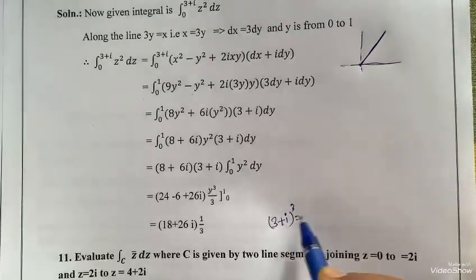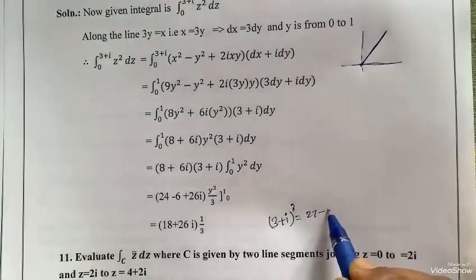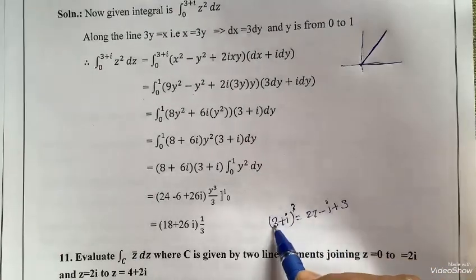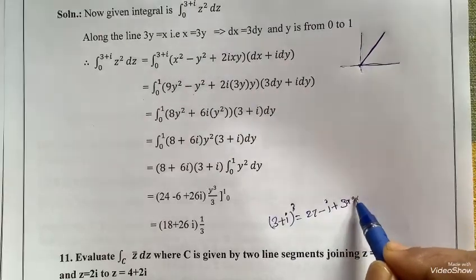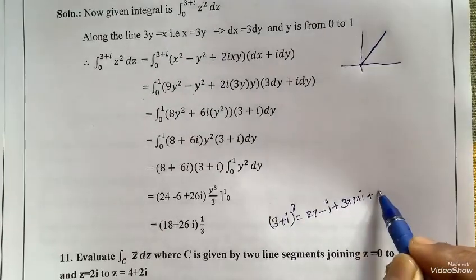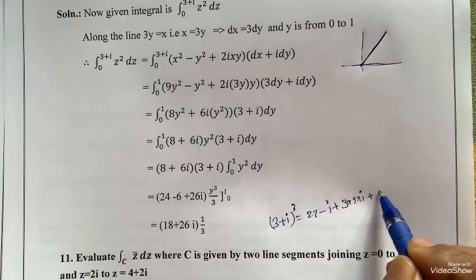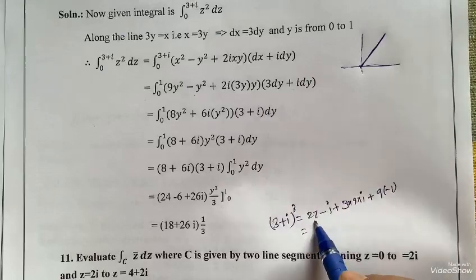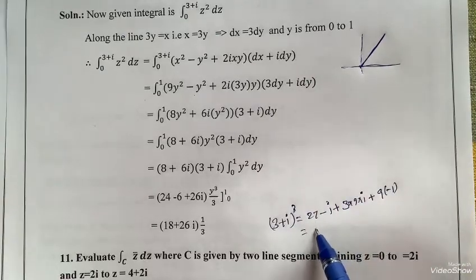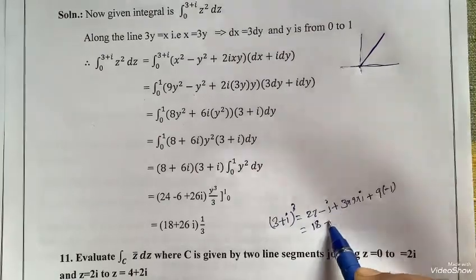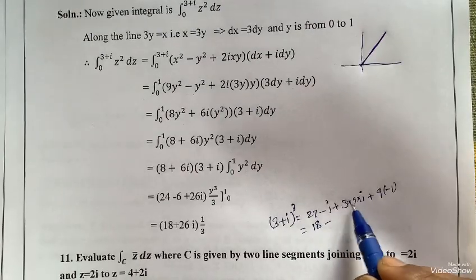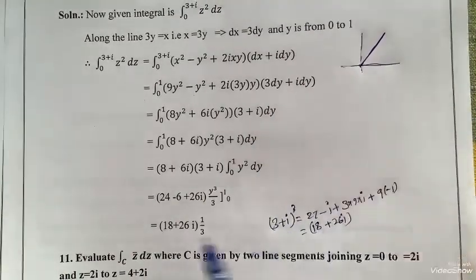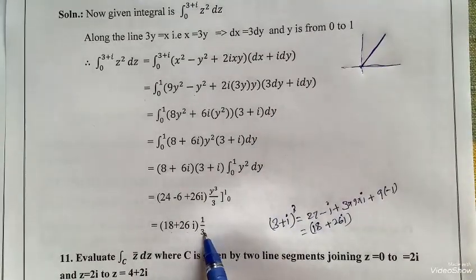This is 3 cube, 27, i cube is minus i, plus 3 square, 9, into i, plus 3 i square into 3, that is 9 i square, meaning minus 9. If you simplify this, 27 minus 9 gives 18, and 9 i minus i, sorry, 27 minus 1 gives 26 i. So you got (18 plus 26i) into 1 upon 3.